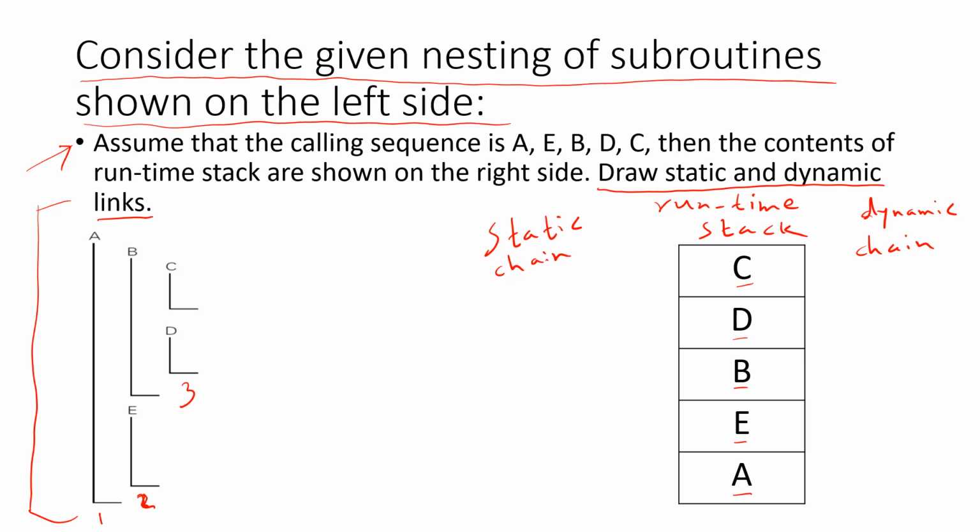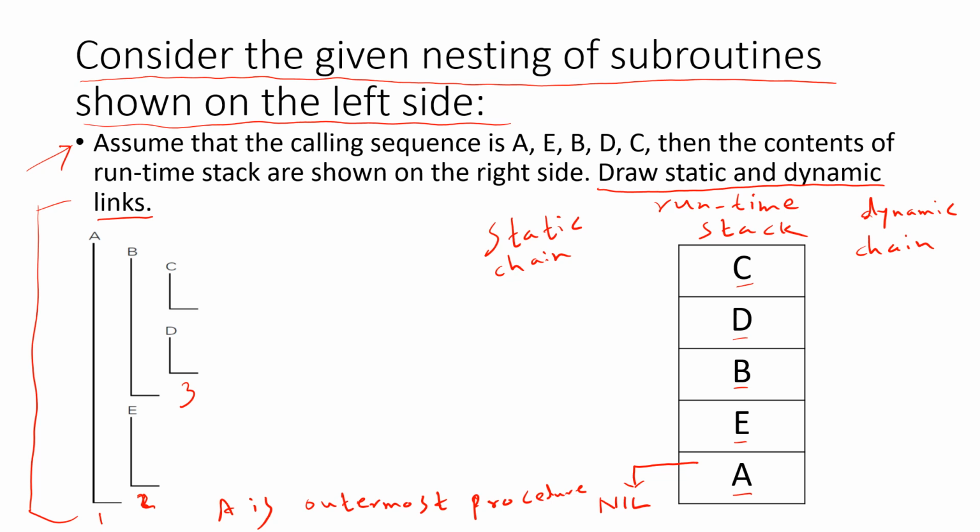Now let's first think of a static chain. We will first identify what is the static link for procedure A. Procedure A is the first procedure. The static link for A would be nil. And why is it nil? Because A is not defined in any procedure. A is the outermost procedure. Hence, the static link for A is nil.